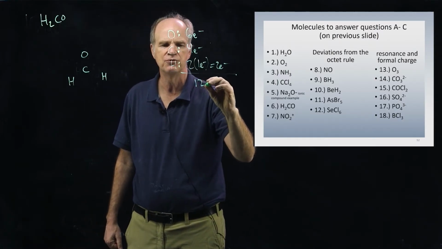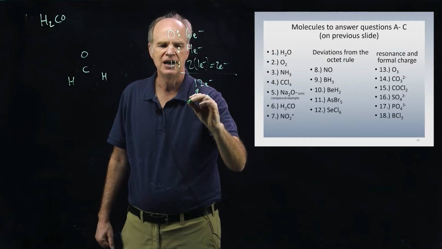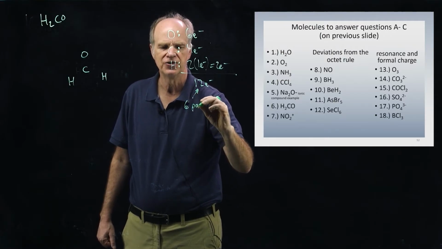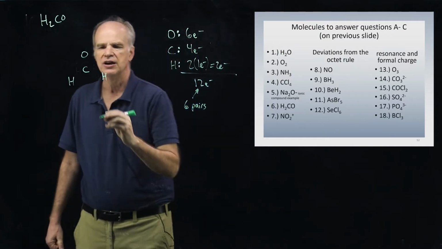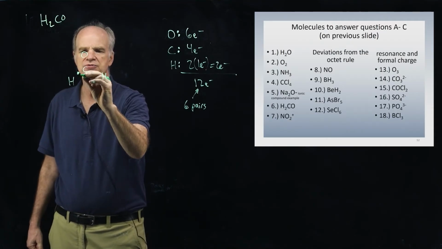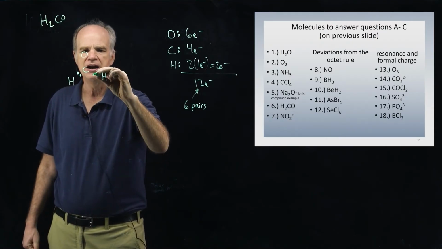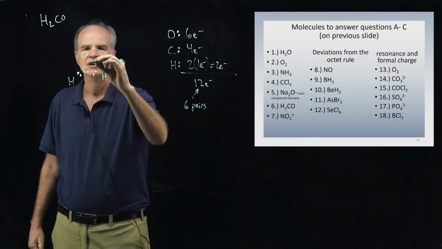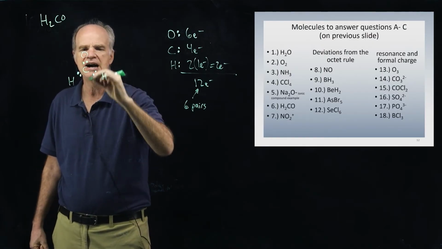So we have 12 valence electrons, so we have to deal with 6 pairs. Let's see how we do that. Okay, so we put a pair here between this carbon and hydrogen, a pair here between this carbon and hydrogen, a pair here between the carbon and oxygen.